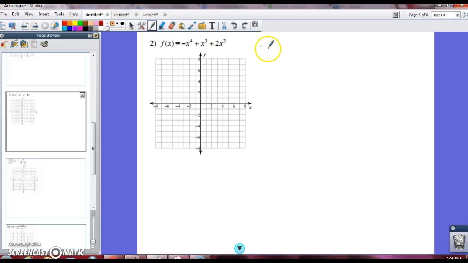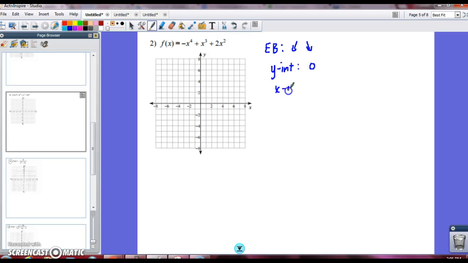Let's start with end behavior. We know that because the leading exponent is even, both ends are up or both ends are down. Because the leading coefficient is negative, both ends are going to be down. Symmetry, we know we don't have any because we have even and odd exponents. And let's talk about the y-intercept. If I plug in f of 0, that would be 0.